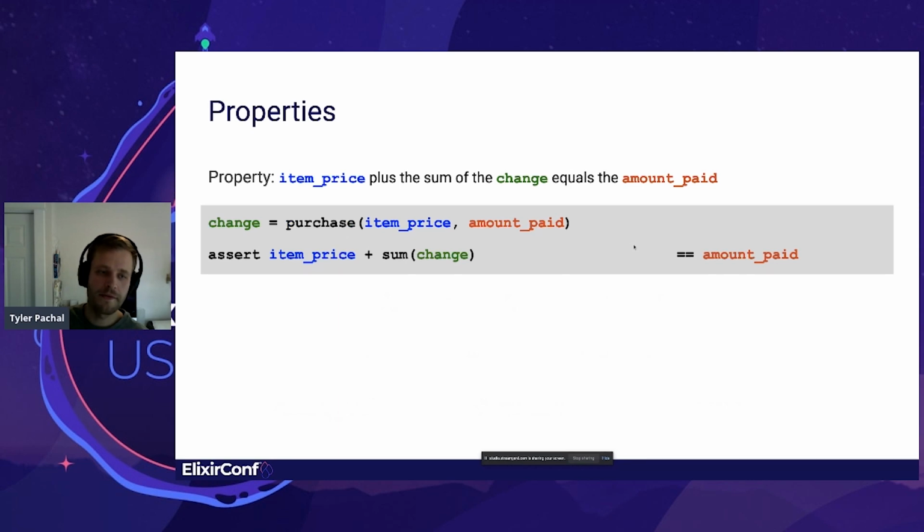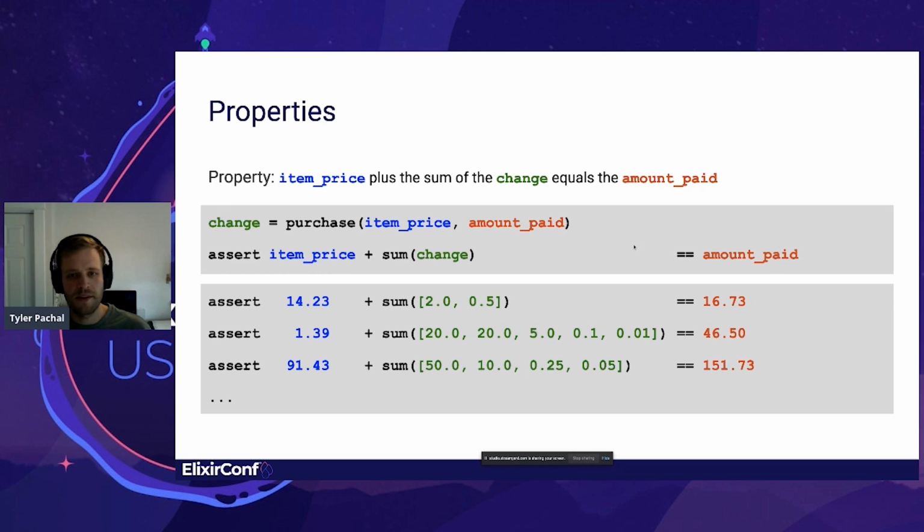When we have a property-based test, it looks much the same. We'll call our purchase function, we'll get back some change, and then we can write our assertion. Because the property doesn't care about the specific inputs, this assertion, this template I guess you could call it, where the item price plus the sum of the change equals the amount paid, should always be true no matter what inputs we generate for the item price and the amount that we paid.